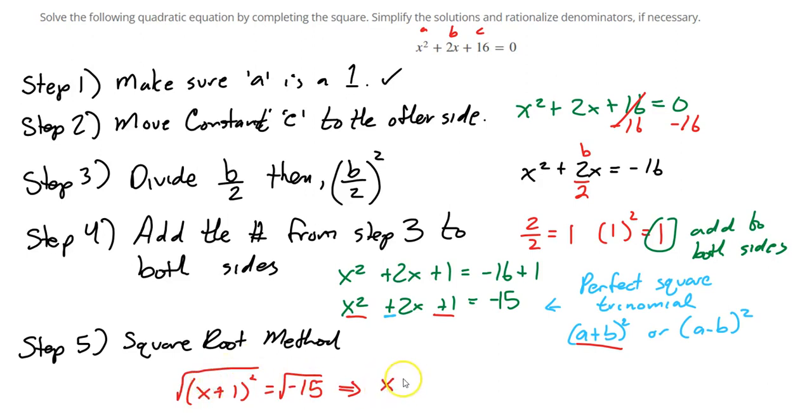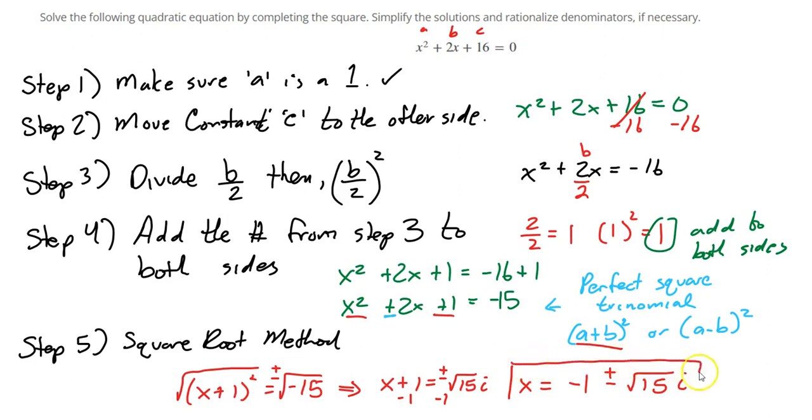Now we have x plus 1 equals the square root of 15i. Notice also, because I did the square root, I have to do the plus or minus in here. I will subtract 1 from both sides, which will give me a final answer: x equals negative 1 plus or minus the square root of 15i. And so this right here would be our final answer.